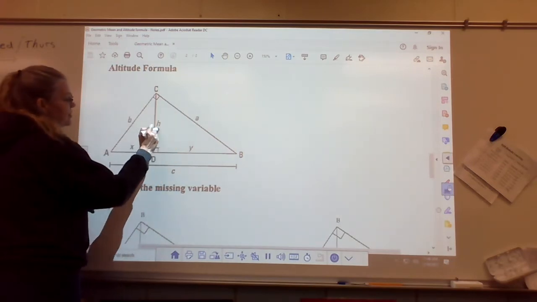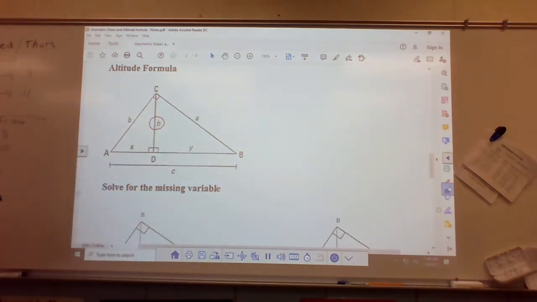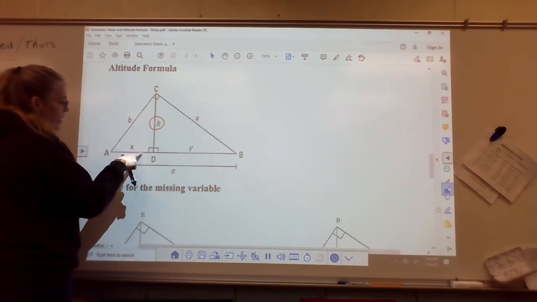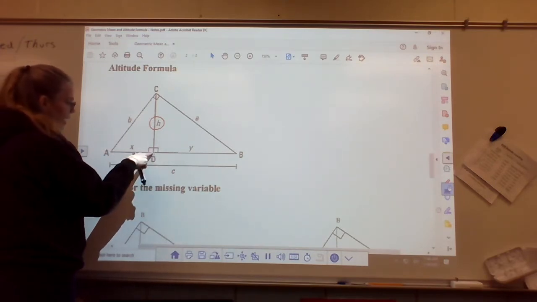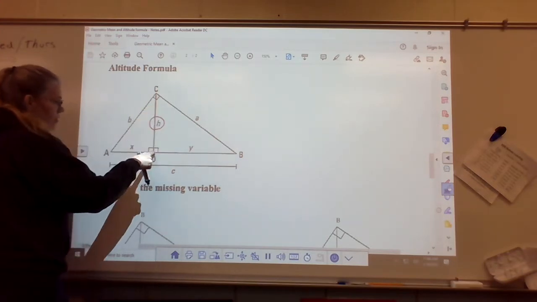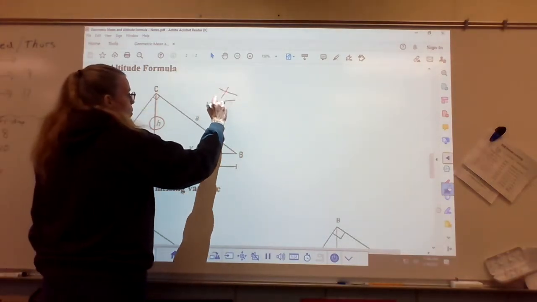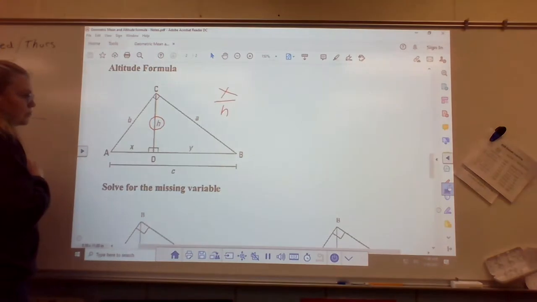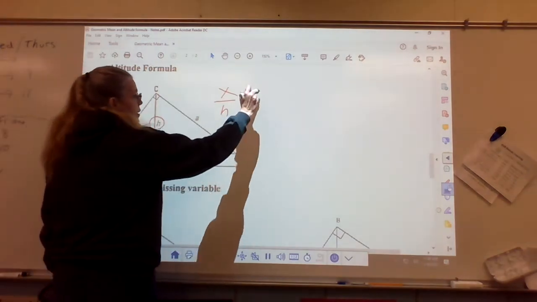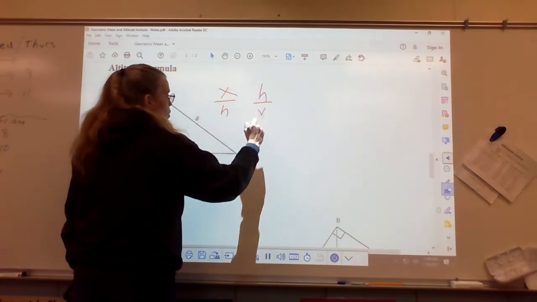If you notice, this H gets used for both. Both triangles use this H. So X is a smaller leg compared to H, a bigger leg. So I can go X over H. And then over here, H I can compare to Y. H over Y.